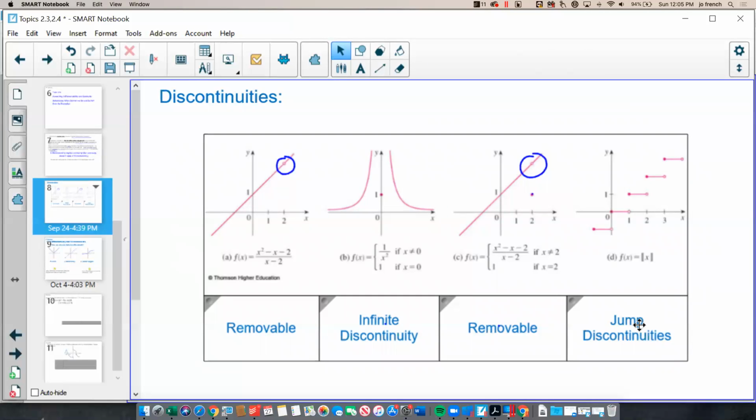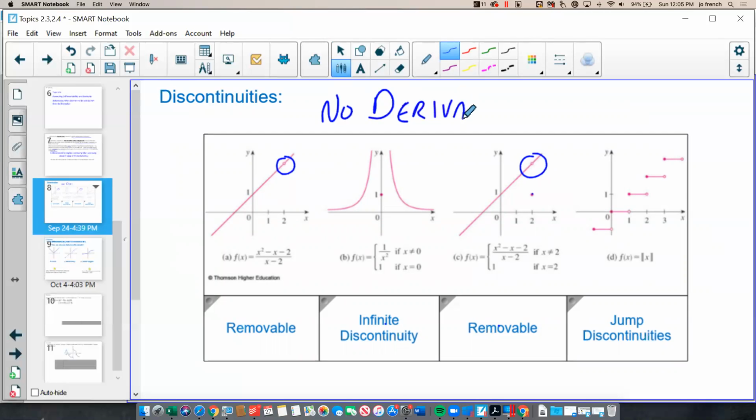So if any of these situations occurs in our function, our graph is not differentiable. We can't take a derivative at that discontinuity. No derivatives at discontinuities. You can't draw a tangent line if there's no point at that place.